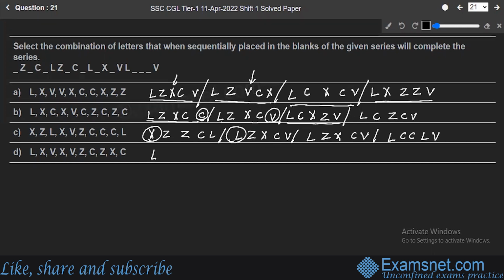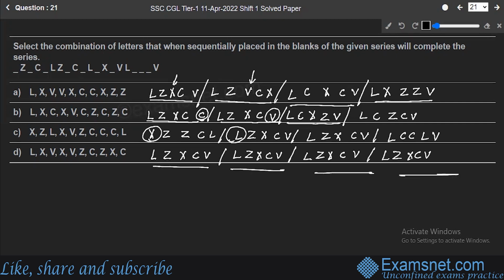It says L, Z, X, C, V slash the second pattern, L, Z, X, C, V slash third pattern, L, Z, X, C, V, L, Z, X, C, V. Fine, they are the same patterns. So this LZXCV is repeating itself. Therefore, option 4 is giving me the correct pattern of LZXCV. Hence, this is the correct answer.